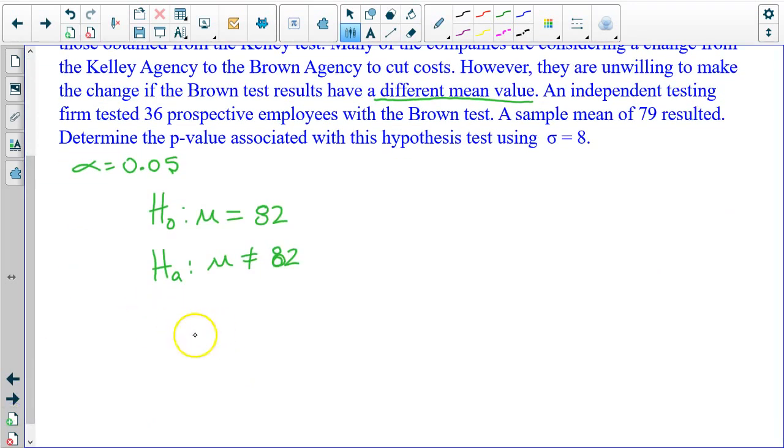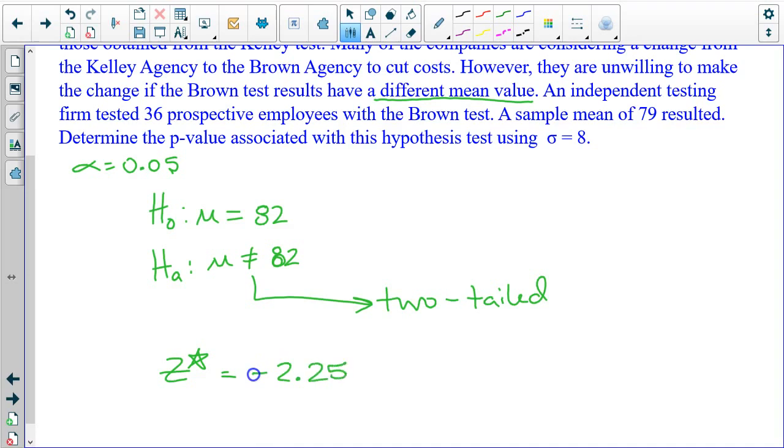And normally right here I have y'all put alpha, but I wrote it right there. So, okay, don't be judging that 8. All right, so this tells me it's a two-tailed test. Okay. And then your z star, use the sample mean of 79 minus 82 over 8 divided by the square root of 36, and you get negative 2.25.